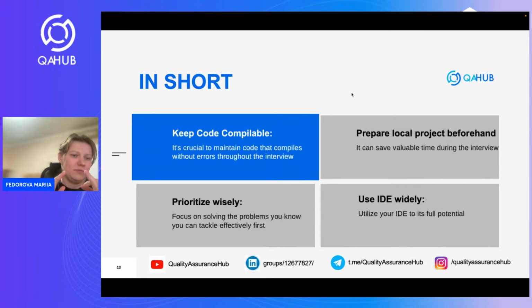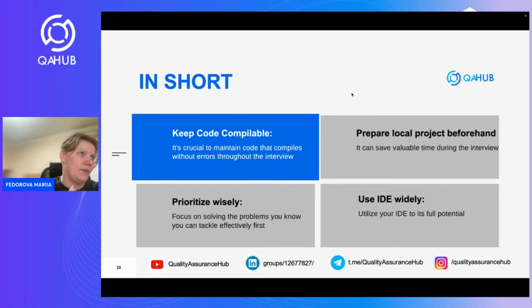The first thing, always keep your code compilable. It's very important because if you have any problems with the compiler, you don't get any score at all. The next thing, try to prepare your local project beforehand. It will help you and save a lot of your time, and you can spend the additional time you get as a result to directly resolve your tasks. And don't fight with a raw Codility or some similar system editor.